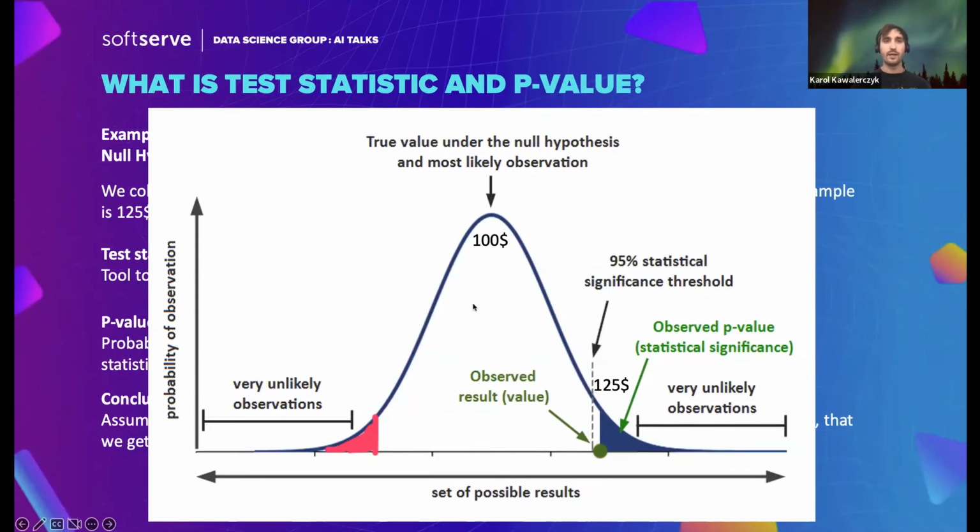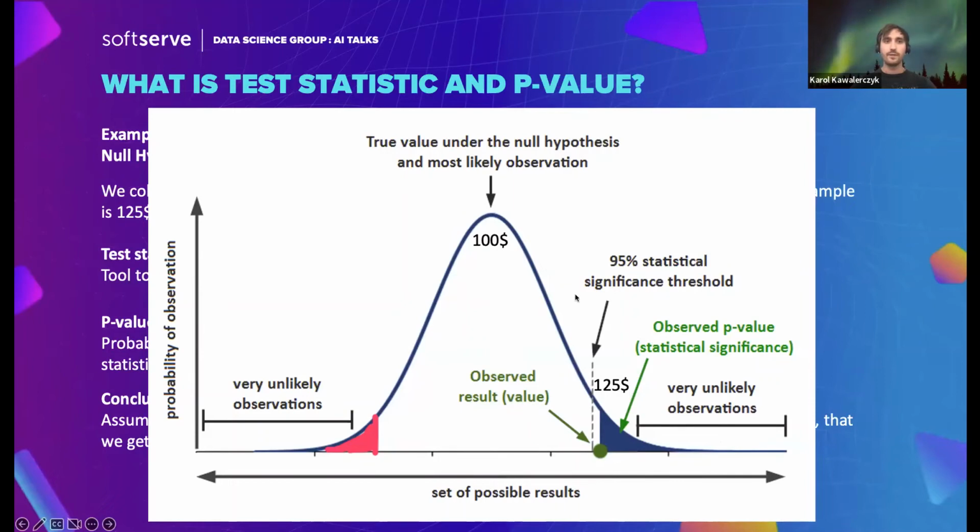And what is a p-value? Here we go back to the definition that is the probability of getting this value or more extreme. So it's basically the area under this curve. The p-value talks about this value, but it also talks about the values that are less probable on our distribution.